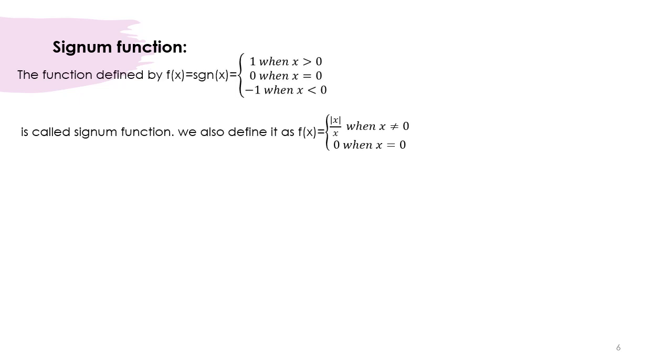And the signum function, the function defined by f(x), is 1 when x is greater than 0, 0 when x equals 0, and -1 when x is less than 0. So it is called the signum function. It is actually f(x) = |x|/x. This is the notation of the signum function: f(x) = |x|/x when x is not equal to 0, and 0 when x equals 0. You can verify this.